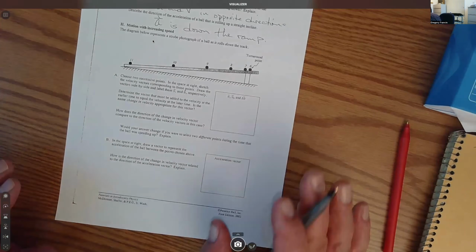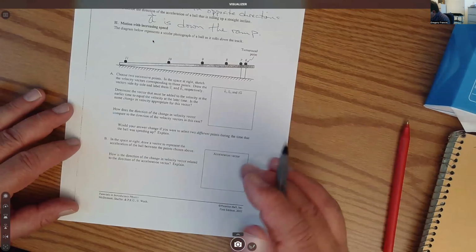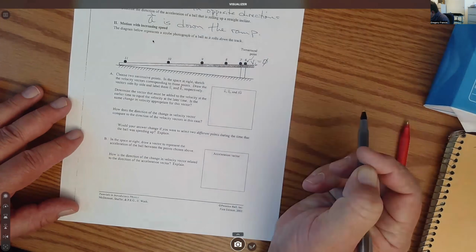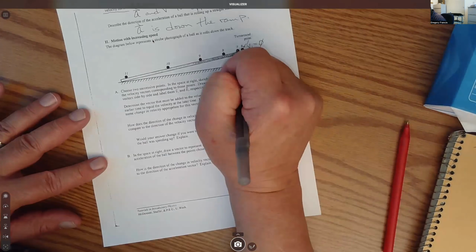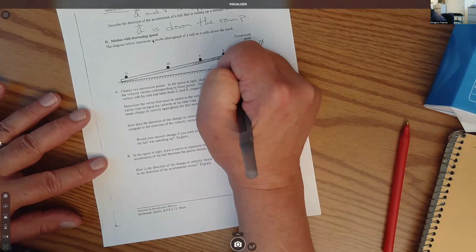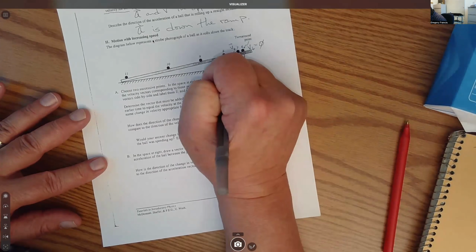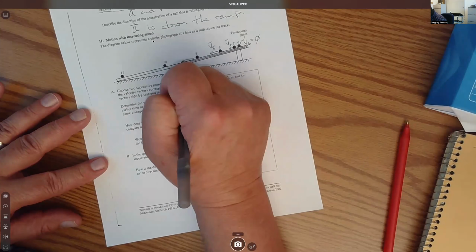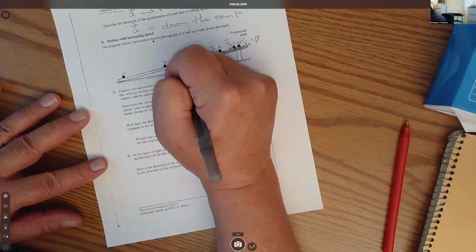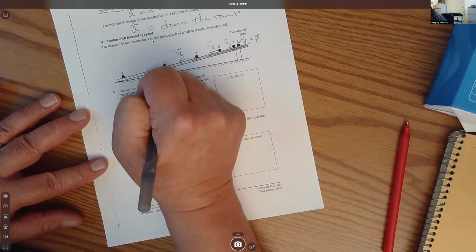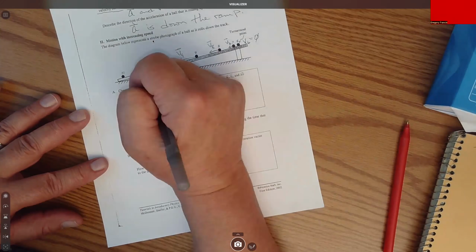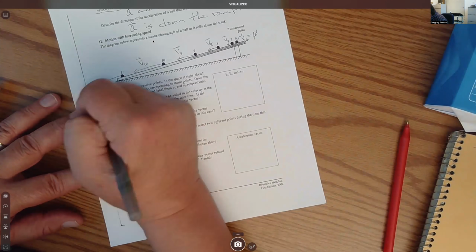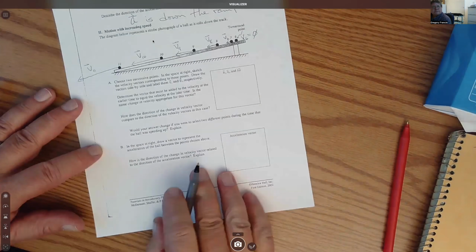Now we're going to do exactly the same thing, but with the ball going down the ramp. And it starts from rest. V6 is going to be 0. And then it's going slow at 7, and it's going faster at 8. It's going even faster at 9, even faster at 10, and the fastest at 11.